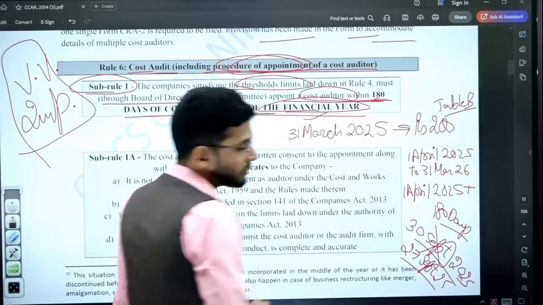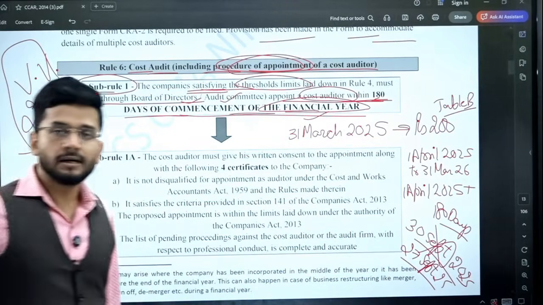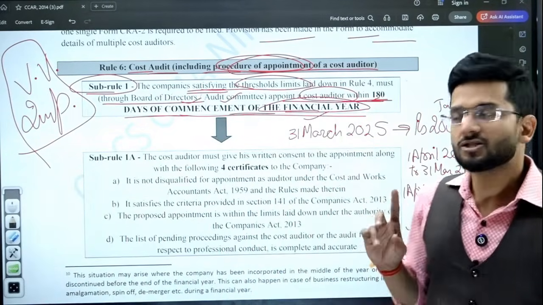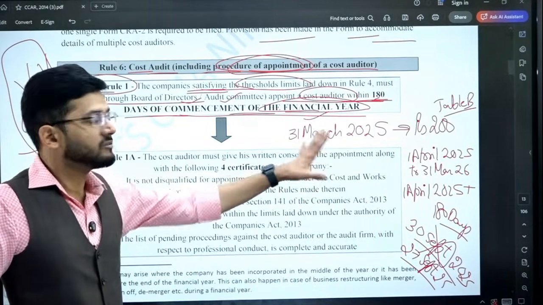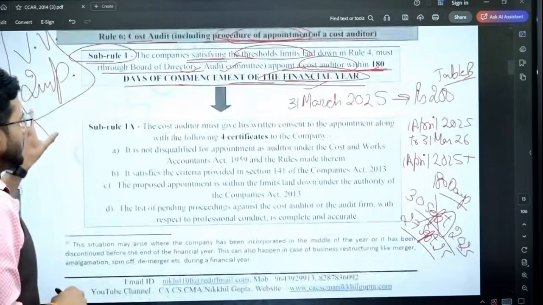It's a very, very important point to be noted. It will come by 27th September 2025. It's not 30th September 2025 because it's written 180 days from commencement of the financial year. So please remember this very, very important fact.